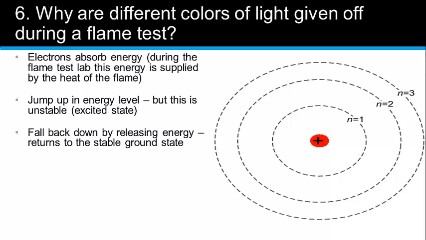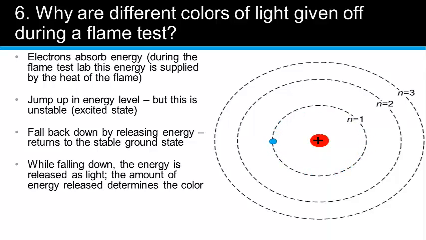In order to fall back down, the electron needs to release energy. This returns the electron to the stable ground state. While falling down, this energy can be released as light. And if it's just the right amount of light, we can see it with our eyes. Sometimes it might be infrared or ultraviolet, which our eyes can't see. But if it's the right amount of energy, our eyes are able to see it. And the amount of energy, so how far the electron jumped down, determines what color we will see.